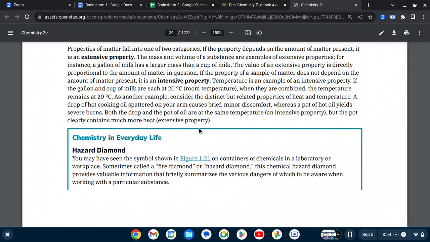If the property of a sample of matter does not depend on the amount of matter present, it is an intensive property. Temperature is an example of an intensive property. If the gallon and cup of milk are each at 20 degrees Celsius when they are combined, the temperature remains at 20 degrees Celsius. As another example, consider the distinct but related properties of heat and temperature. A drop of hot cooking oil spattered on your arm causes brief, minor discomfort, whereas a pot of hot oil yields severe burns. Both the drop and the pot of oil are at the same temperature, but the pot clearly contains much more heat.